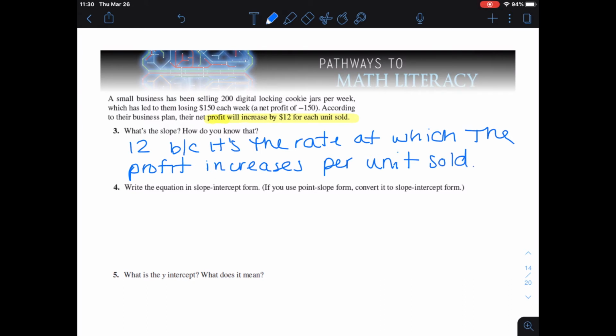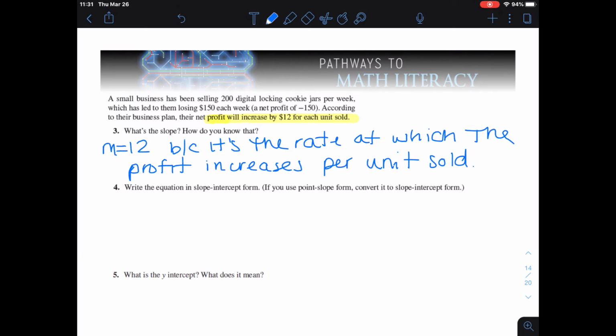Okay. So like in the last one, it went up $40 per customer. When we dealt with the snow cone, the profit was 63 cents per cone. It's that unit rate that we're changing by. So now I know the slope is equal to 12 and I have a point on the line. We can go ahead and write this equation in slope-intercept form.